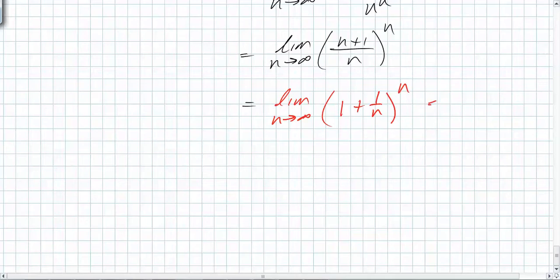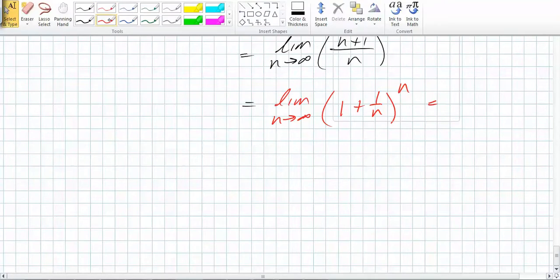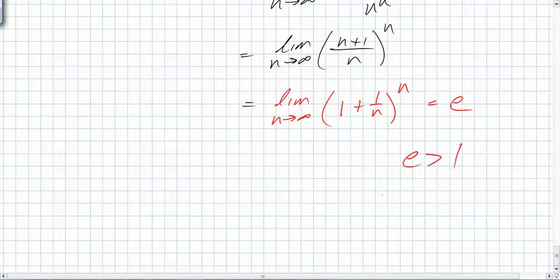What is that? Do you know what that is? On your calculator right now, plug in a huge number and tell me what that is. You've seen this. We know that this is going to e, so therefore its e is greater than what? e greater than 1, so what is it?